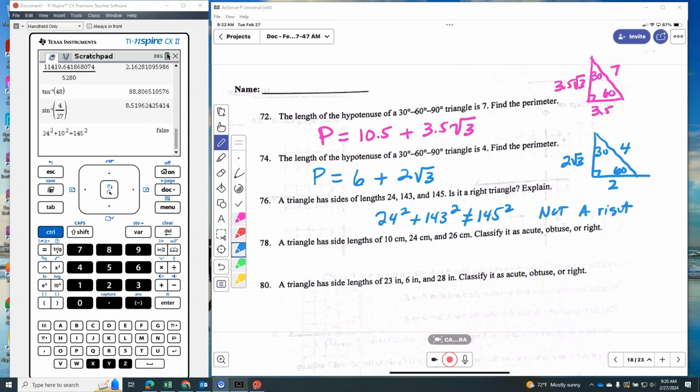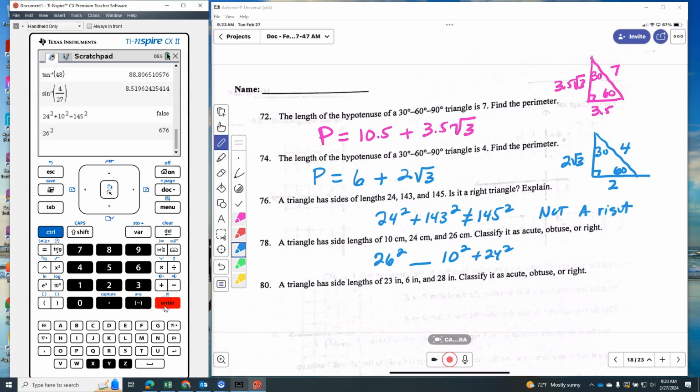And so the other two is the same thing. So you're going to have 26 squared, and you have to compare it to 10 squared plus 24 squared. So I'm going to go ahead and do that. 26 squared is 676. 10 squared plus 24 squared is 676. So this is a right triangle. It's a right triangle.